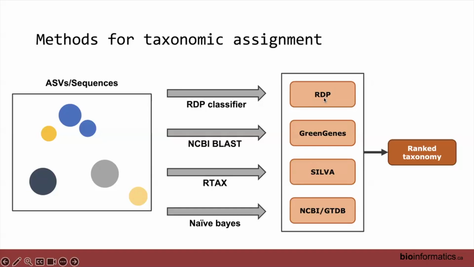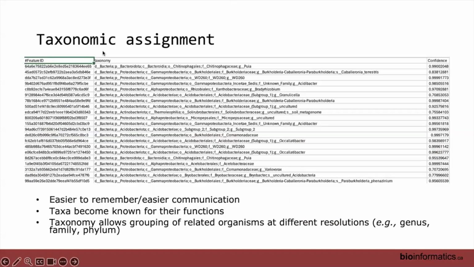There have been a lot of different databases, and I have another slide on these in a second. But essentially what we're aiming to get out of this is some kind of ranked taxonomy where, if you're looking at 16S, you want to know: is it a bacteria or archaea? What phylum does it come from? What class? So you'll usually at the end of this have something that looks like this. For each of these ASVs, we have their full taxonomic assignment.